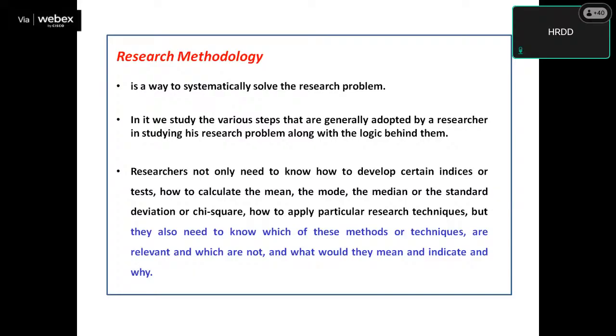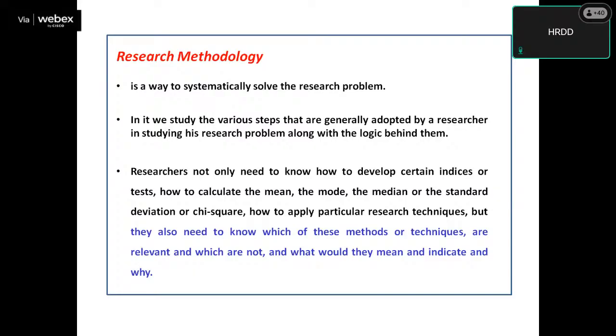In it, we study the various steps that are generally adopted by a researcher in studying his research problem, along with the logic behind them. I have to understand the logic. As I told you, for one specific problem, you can explore it to other problems also. Say arsenic in groundwater. We come from West Bengal, so there is a problem that there is arsenic in groundwater. How you measure that arsenic in groundwater comes under research method.